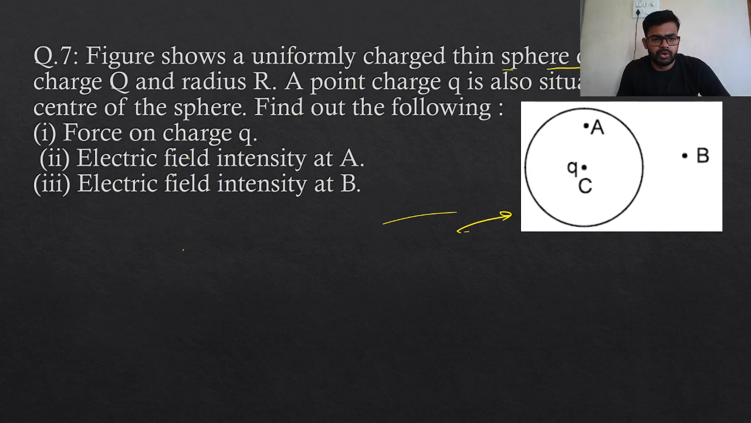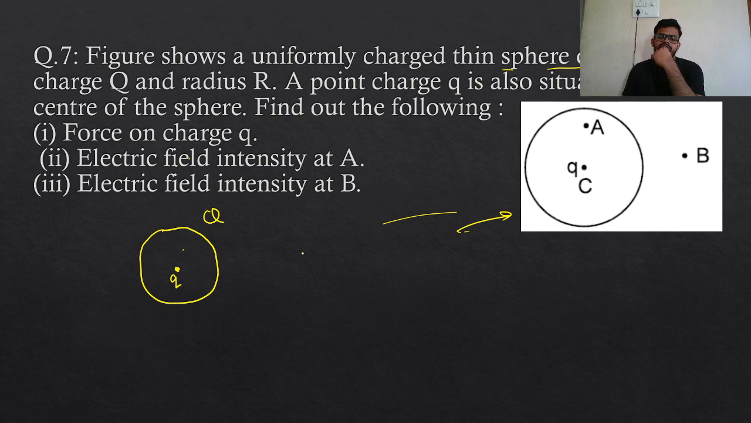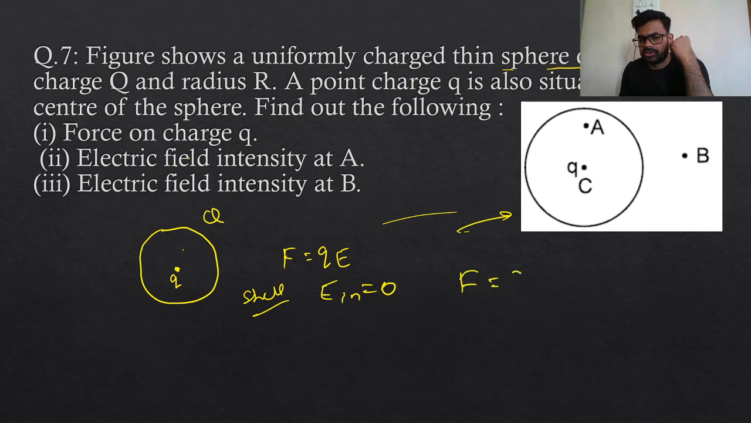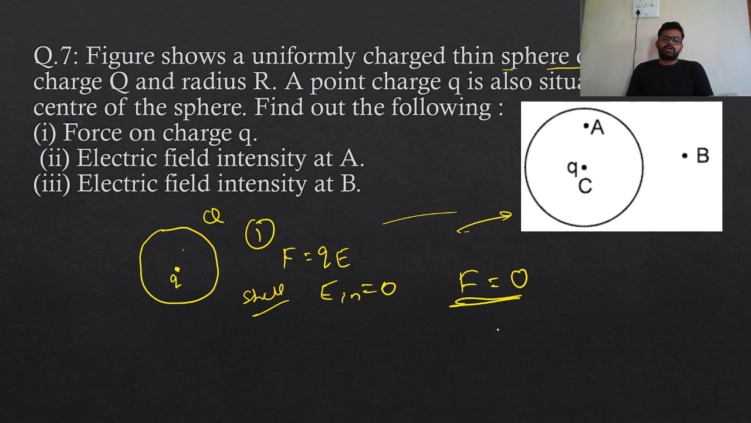At first, the force on charge q. Remember, this is the bigger sphere with charge q, and here the smaller charge is q. The question is to find the force exerted by this sphere on this charge. I know that force F equals q into E, and E inside the shell is 0. So the force on charge q will be 0, because inside the shell the electric field due to the sphere is 0.